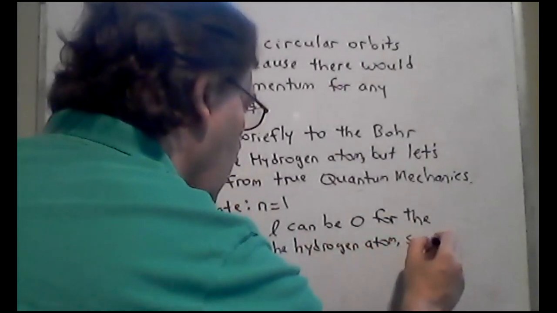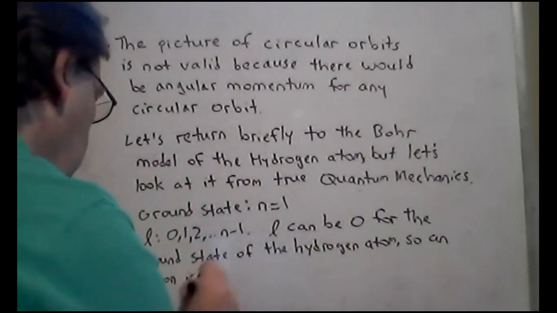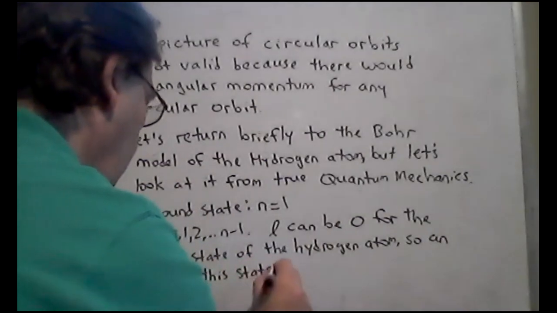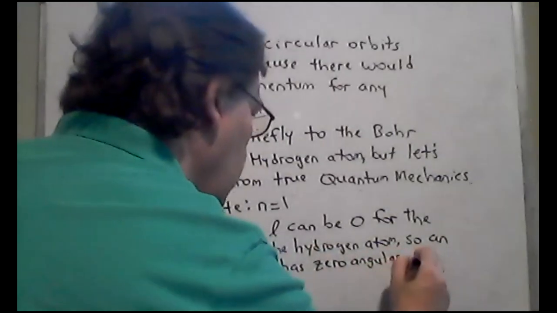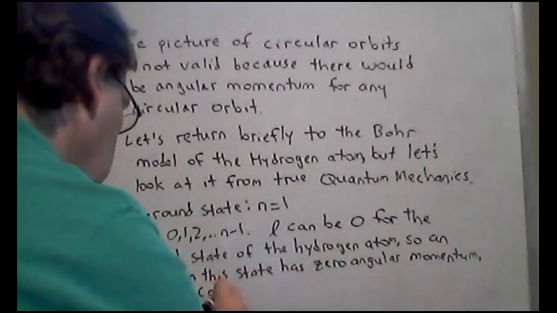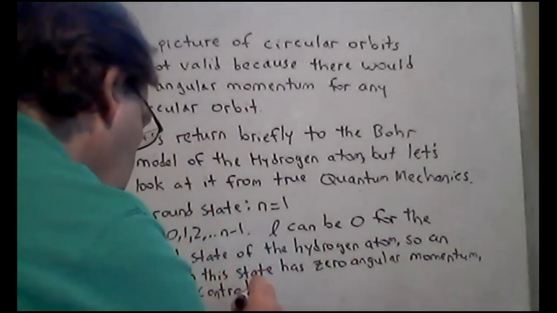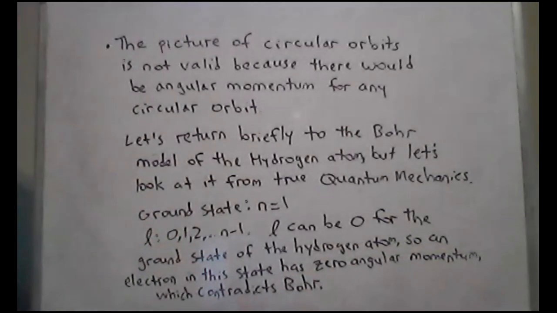So an electron in this state has no angular momentum, or has 0 angular momentum, which contradicts Bohr. So Bohr is wrong in this case. Again, where Bohr was right is that angular momentum is a quantized quantity. But in the ground state of the hydrogen atom, it is not. There is no nh over 2 pi for angular momentum. It is not true. Angular momentum for the ground state of the hydrogen atom would be 0. If n equals 1, L can only be 0, which means a capital L would be 0.